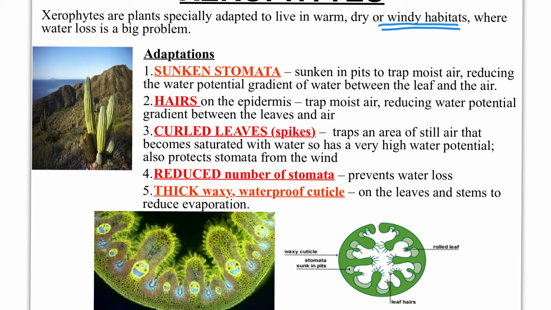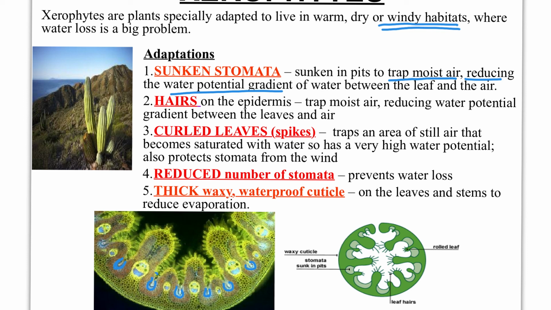Often they will have sunken stomata, so stomata in these little pits. This creates a tiny microenvironment. So say a little bit of water does evaporate out of the stomata, it just gets trapped in this space. It hits the walls, it recondenses, and it creates a tiny, humid microenvironment. So it traps moist air. This reduces the water potential gradient between the inside of the leaf and the air, and therefore the rate of evaporation of water slows, so the rate of transpiration slows.